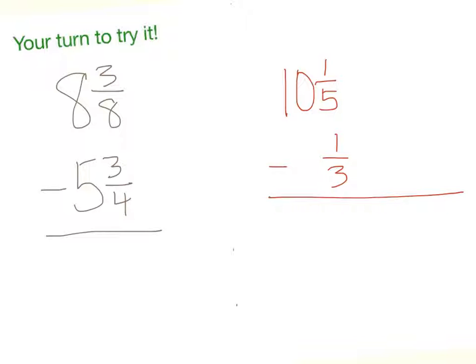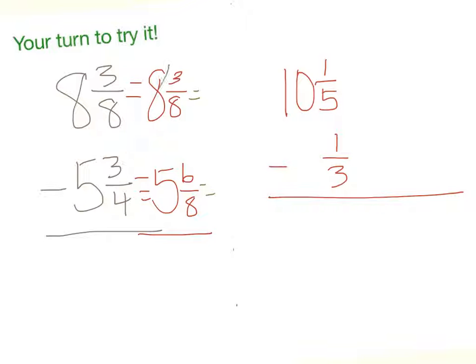Okay, guys, I'm going to try my best. I didn't leave myself much room here. But what I have to do first is rename these with common denominators. So that's going to be 8 3/8 minus 5, and that would be 6/8. So I'm going to do the shortcut this time, because I can't take 6/8 from 3/8. So that's going to become 7 8/8 plus this 3/8 gives me 11/8.